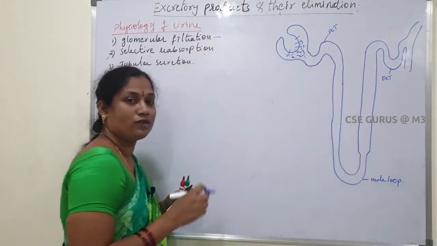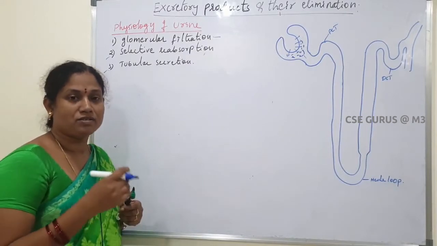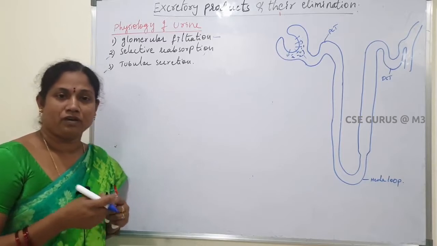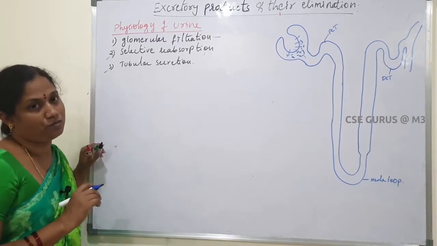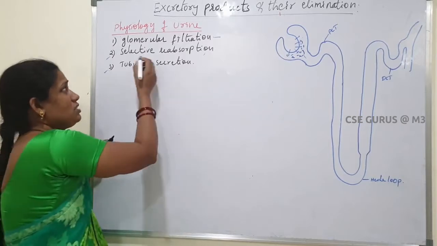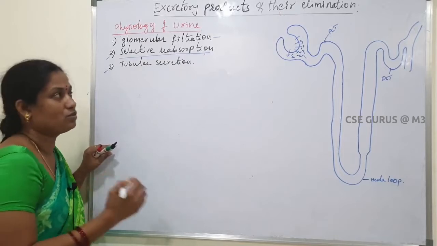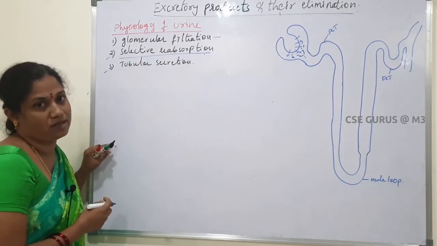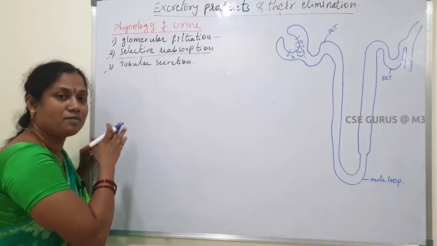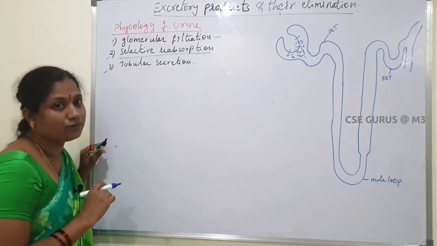In this filtrate, different types of essential components are present, like amino acids, glucose, vitamins, some salts, and also excretory products. Most of the essential components are present in the filtrate, so they need to be reabsorbed into the tissues. This process is called selective reabsorption.